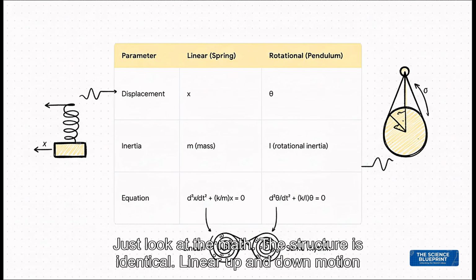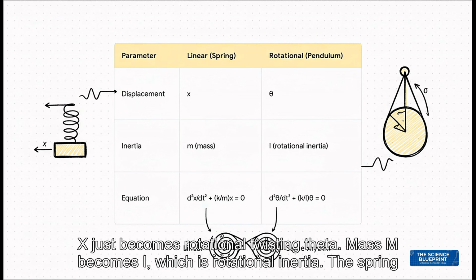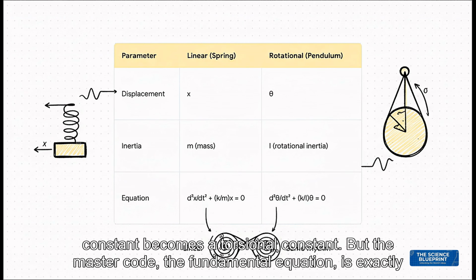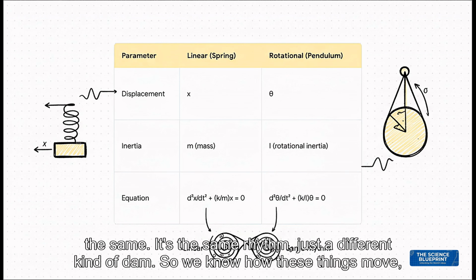The structure is identical. Linear up and down motion x just becomes rotational twisting theta. Mass m becomes I, which is rotational inertia. The spring constant becomes a torsional constant. But the master code, the fundamental equation, is exactly the same. It's the same rhythm, just a different kind of dance.